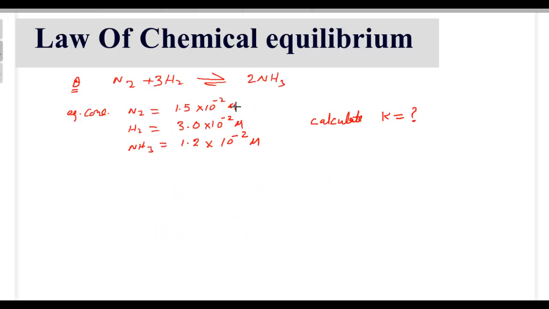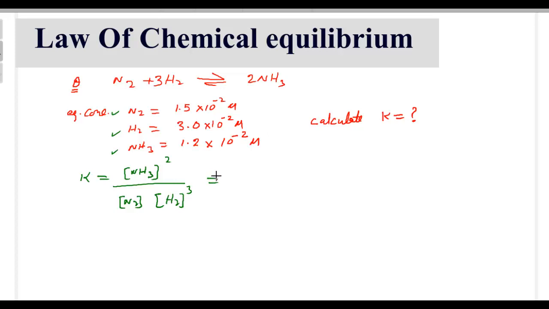Let's take another example. This is a reversible reaction, an equilibrium between nitrogen and hydrogen forming ammonia, and these are the equilibrium concentrations. If you know the concentrations of the different components once you attain equilibrium, you can find the equilibrium constant. First I'm going to write down the equilibrium constant for this reaction: the concentration of ammonia to the power 2, upon the concentration of nitrogen and hydrogen, where hydrogen will be to the power 3.